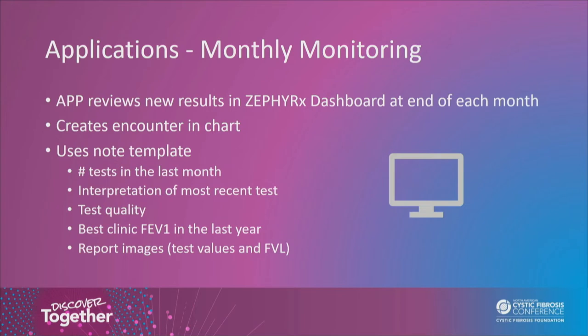We created a process where at the end of each month, I go into the dashboard and I review any of the results that have shown up. I create an encounter in the chart and I use a note template that we created. It lists the number of tests in the last month, my interpretation of the most recent tests, the test quality, and their best clinic FEV1 in the last year. And also I copy and paste the test results and the flow volume loop that are shown in the ZephyrX dashboard.